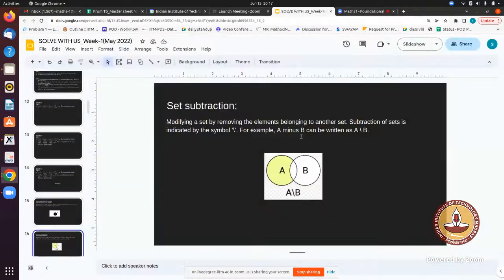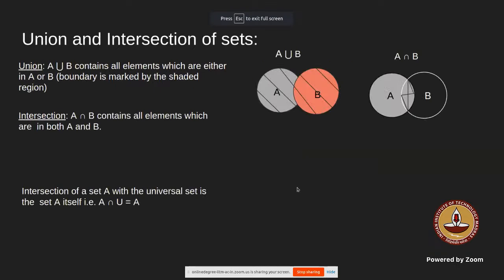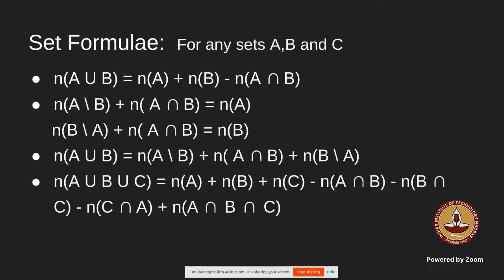So this is what A minus B is. And union means all the elements together: take all the elements of both sets A and B. And intersection is what is common between the sets A and B. That is called intersection.